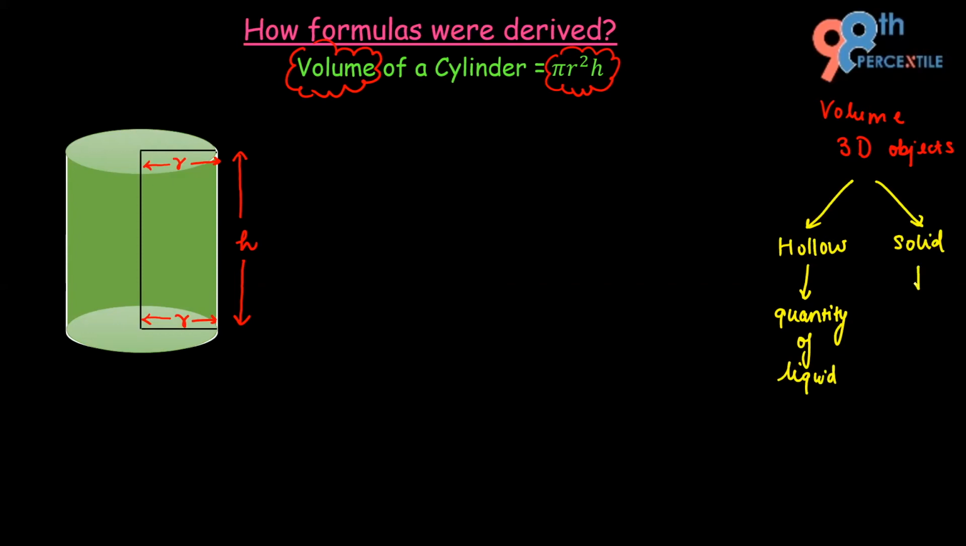Solid objects are those which are not hollow, in which there is no cavity. They are made up entirely of some material, and you cannot fill that object with anything because it simply does not have any cavity inside it. So in that case, the volume of that solid would be the space that it occupies, or the amount of material required to make it. Suppose that object is made of wood, then it is the amount of wood that would be required to make up that solid.